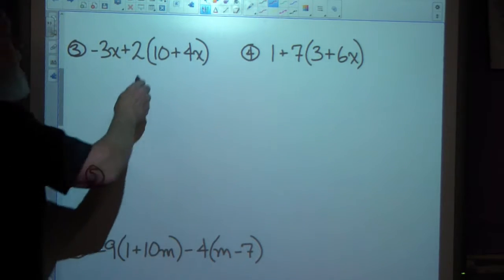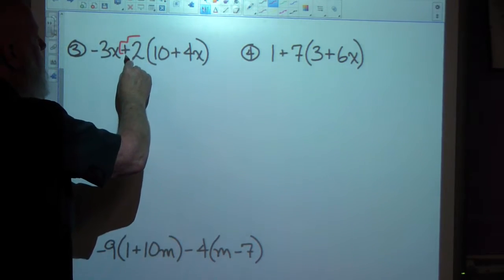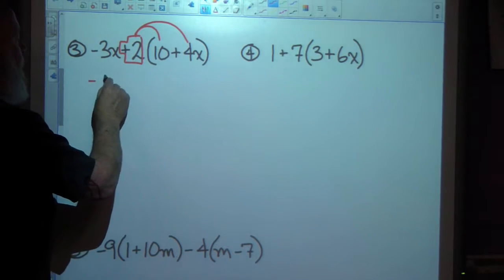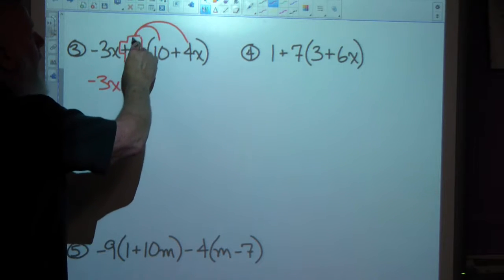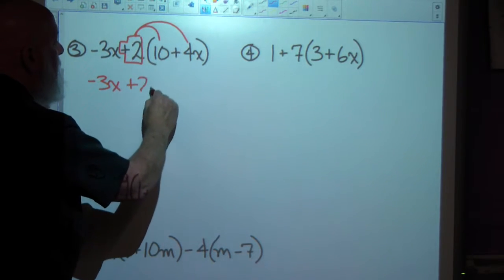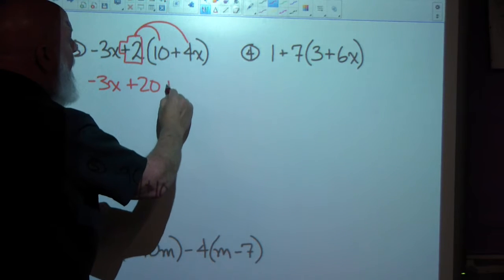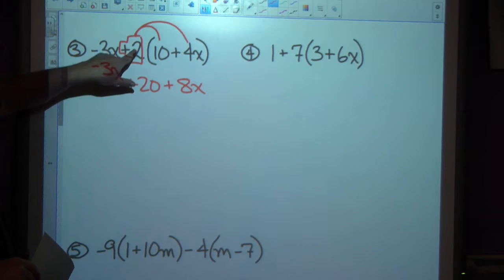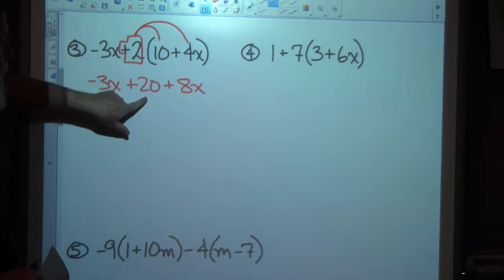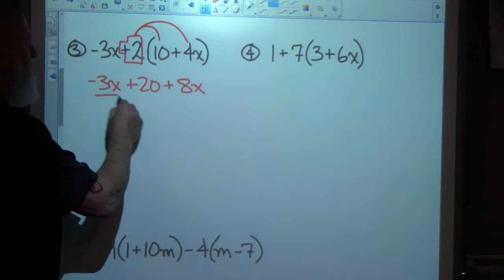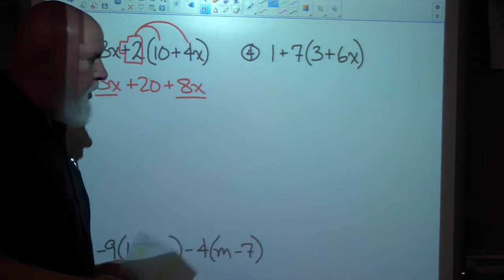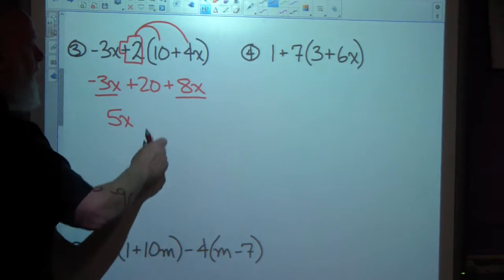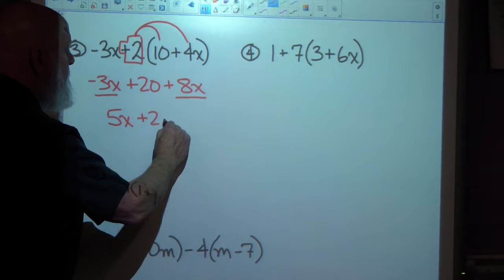Okay, it looks like we've got some parentheses to open here, so I'm going to distribute this positive 2. This will give me negative 3x plus 20 plus 8x. I use the distributive property of multiplication with respect to addition. I rewrote it, and now I'm going to combine my like terms. The only like terms I have are my x terms, and one's positive, one's negative, so I'm going to subtract. Keep the sign of the one with the greater absolute value, tag this on the end.